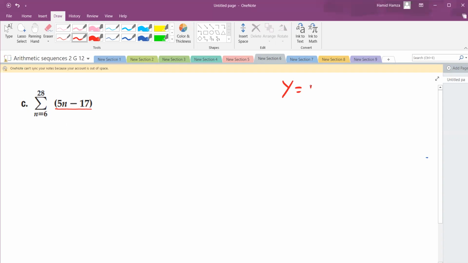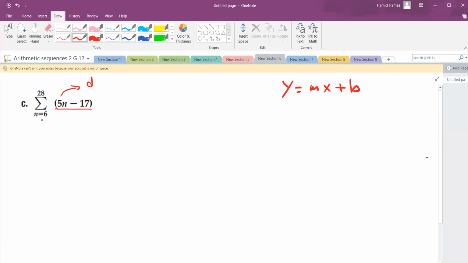Like this one, y equals mx plus b. The slope of the expression represents the common difference. So this means 5, which is the slope for this expression, represents the common difference, which is d. And this is the point we wanted to talk about.